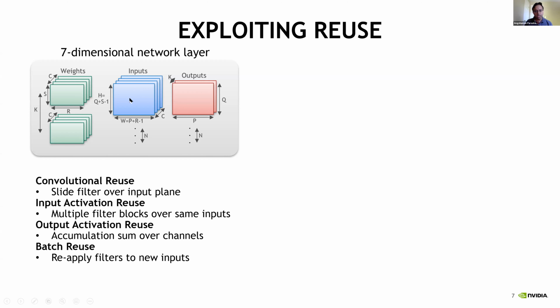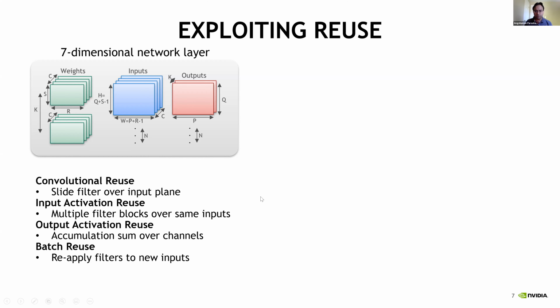Okay, you'll see output activation reuse, which is an interesting form of reuse, but it's a reduction reuse, because across these input channels, you're going to be performing an accumulation sum. That ends up reusing a bunch of output activation locations. And finally, there's batch reuse. In a lot of applications, you're performing this operation on a batch of input activations, in which case you're going to be reusing the entire filter weights across every instance of that batch.